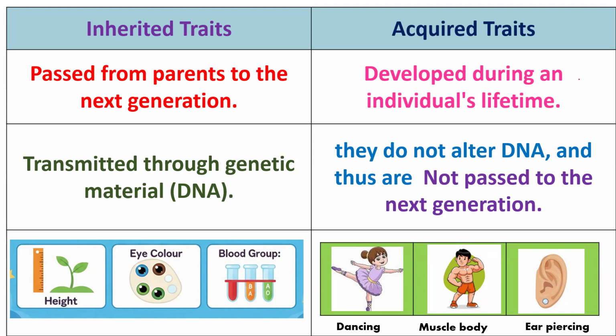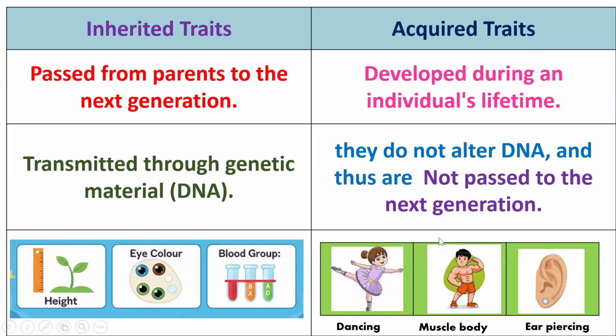But what about his eye color or blood group? Blood group cannot be changed. Hair color cannot be changed. So inherited traits are passed from parent to the next generation through the DNA, whereas acquired traits are developed during the individual's lifetime.